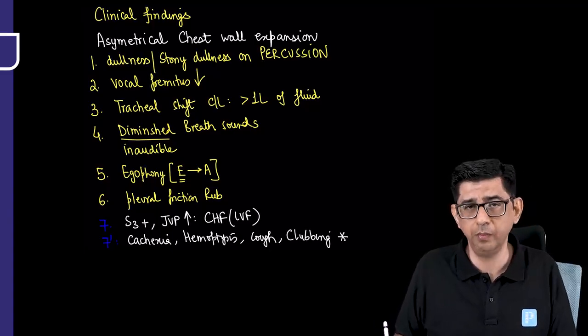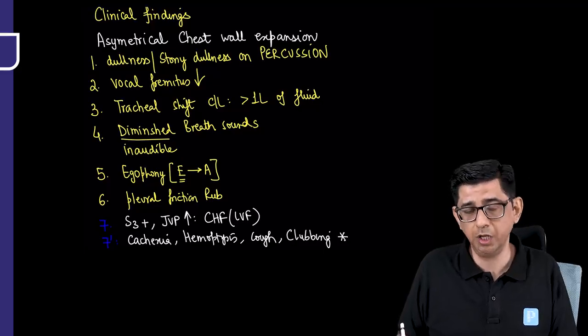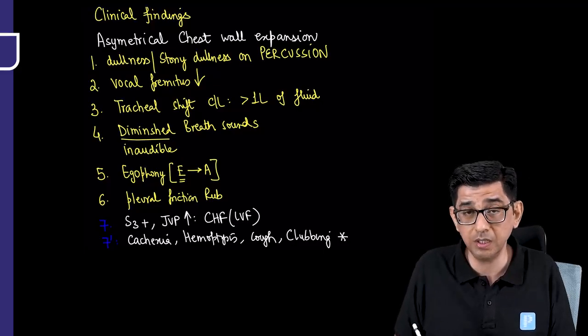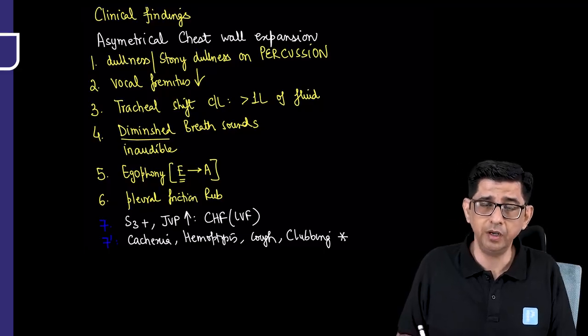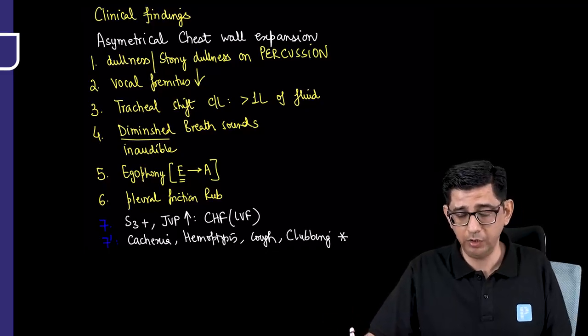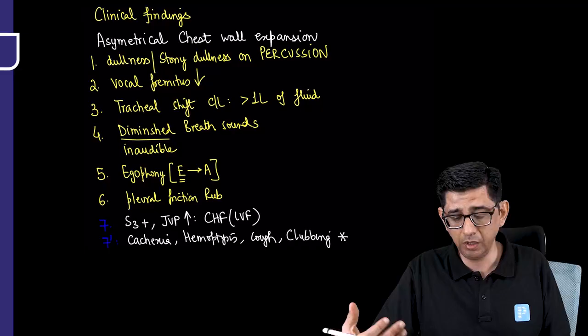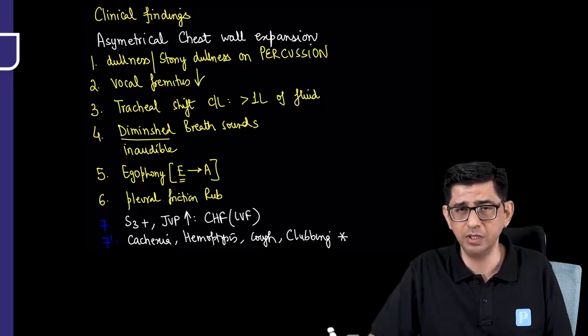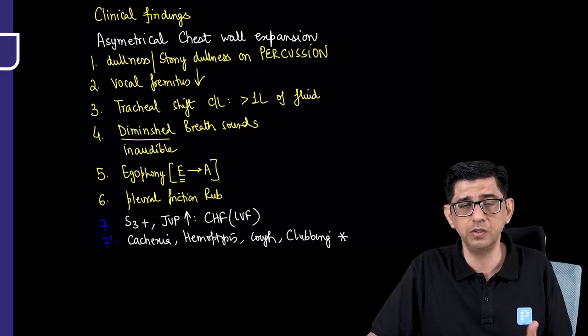I mean, clubbing they've not mentioned, but they mentioned a person presenting with cough and hemoptysis and cachexia, and then extreme breathlessness is mentioned, and they describe these findings like I've told you: stony dull percussion note, decreased vocal parameters, diminished breath sounds. And he said, what is the probable diagnosis of the patient?